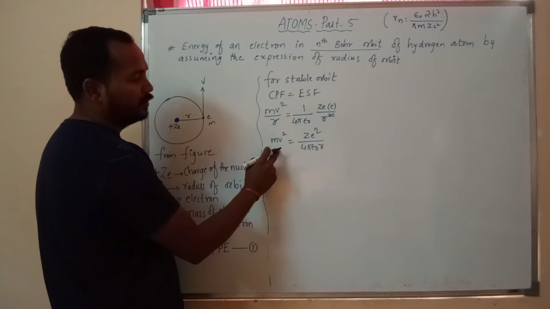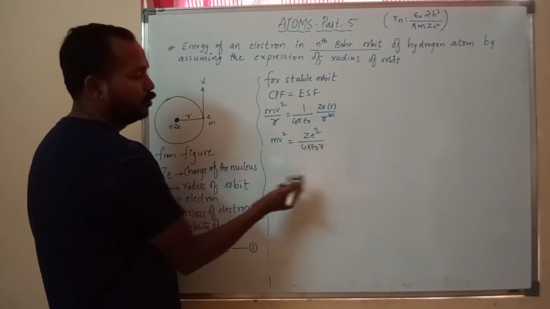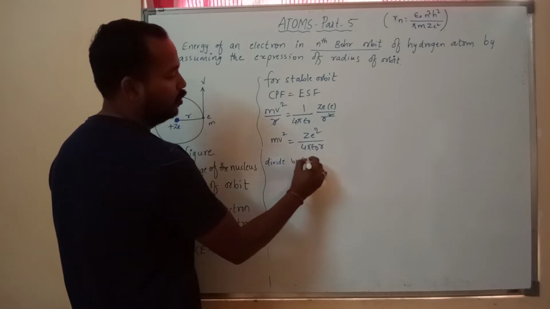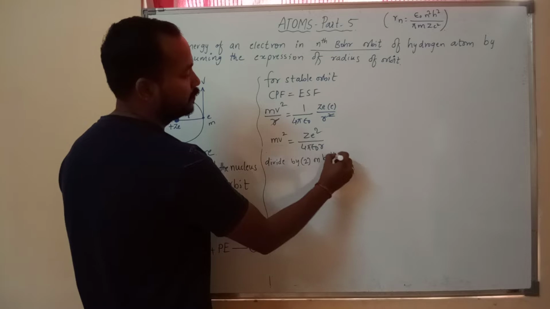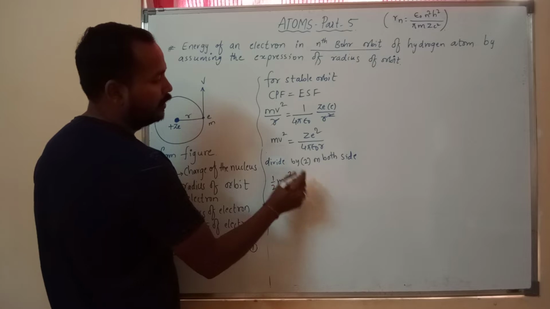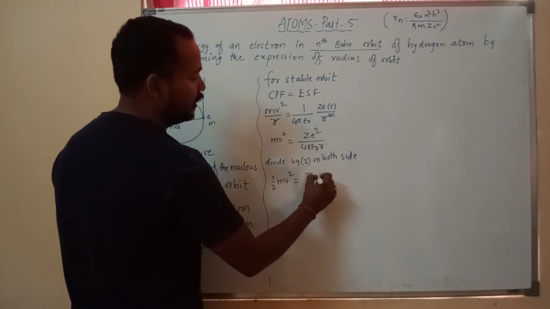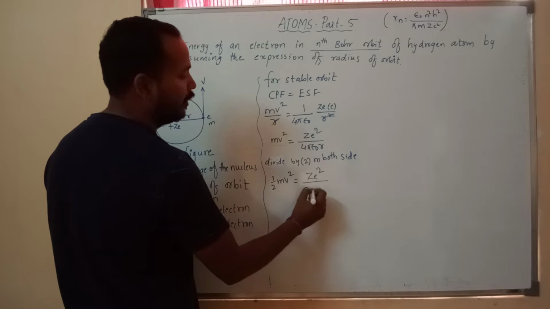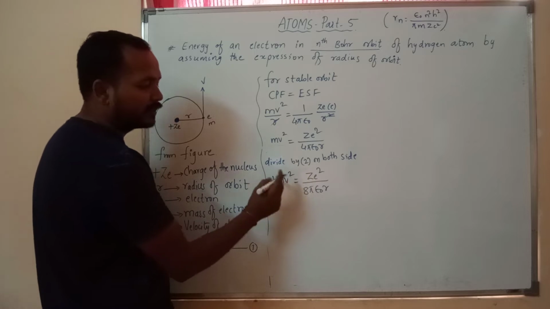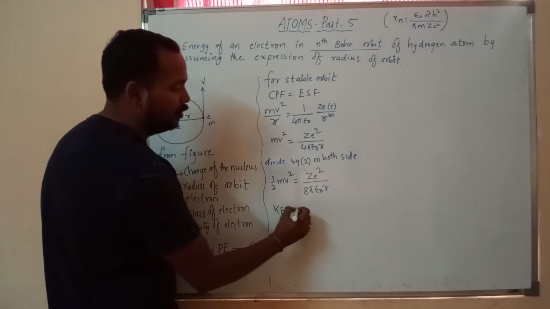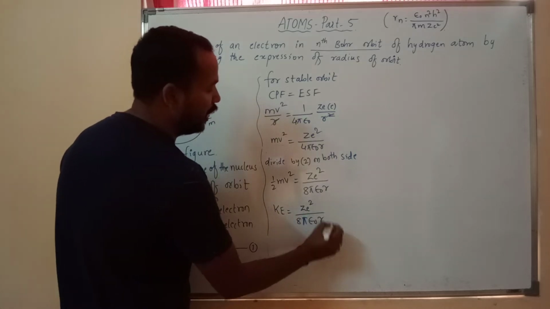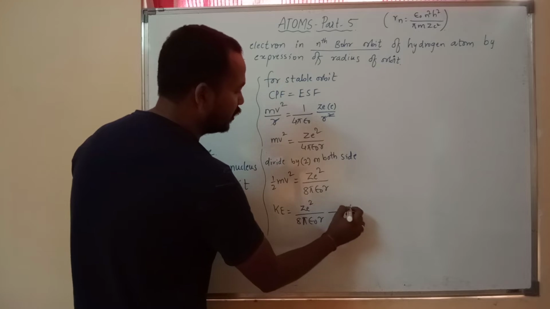Now divide this equation on both sides by 2, such that the equation becomes half mv square equal to Ze square upon 2 into 4, that is 8 pi epsilon naught r. But half mv square can be written as kinetic energy. Therefore kinetic energy is equal to Ze square upon 8 pi epsilon naught r. I'll call this equation number 2.